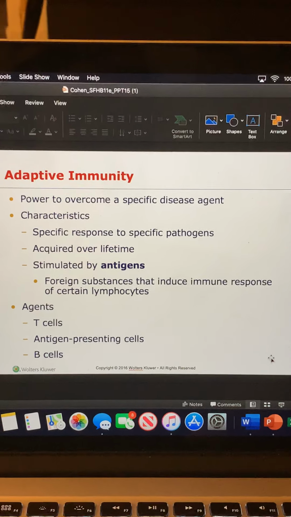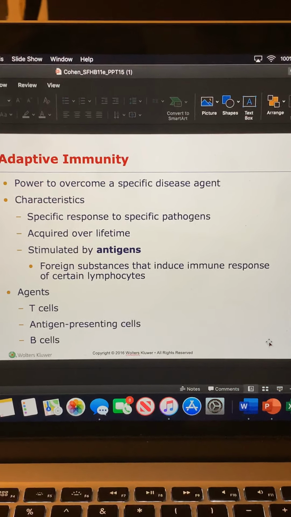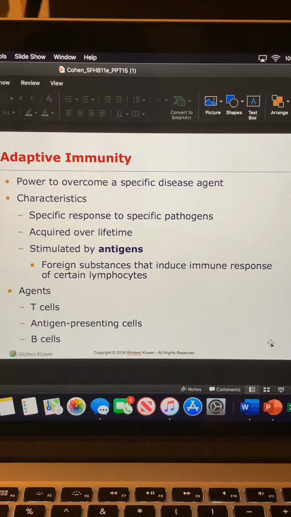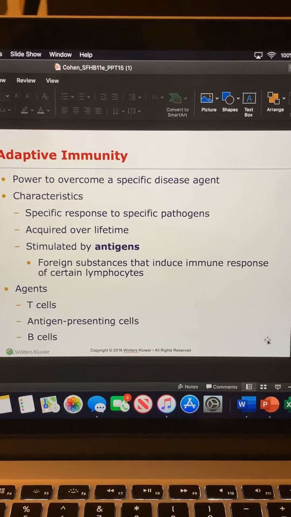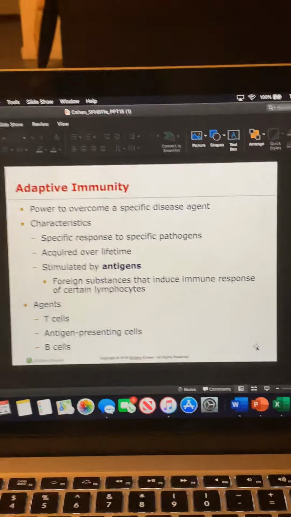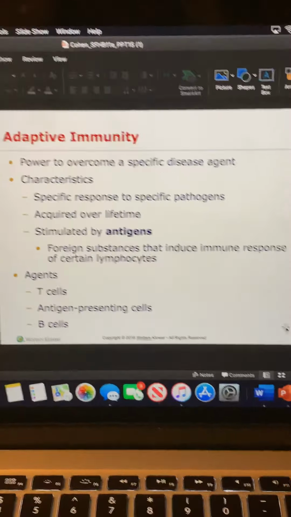Adaptive immunity is the power to overcome a specific disease agent. This is the third line of defense. Characteristics are a specific response to specific pathogens. This is acquired over a lifetime. It's stimulated by antigens, and this is how we form antibodies, foreign substances that induce immune responses to certain lymphocytes.